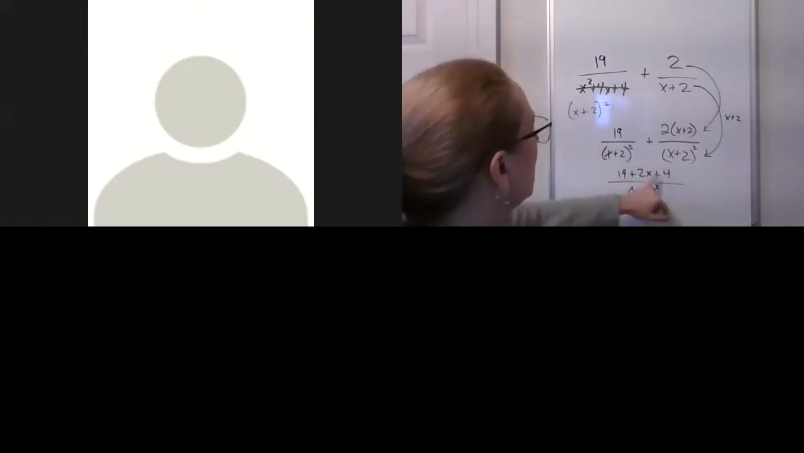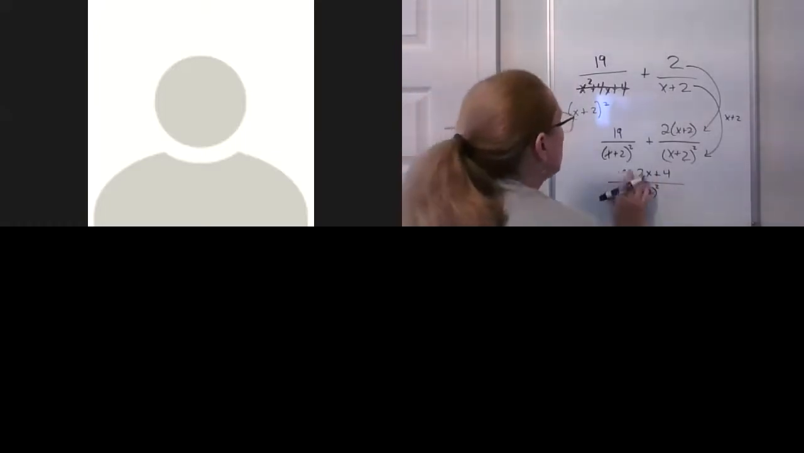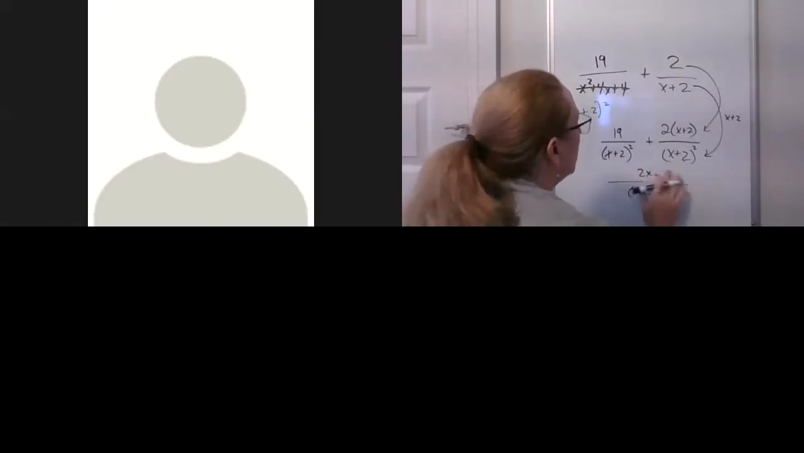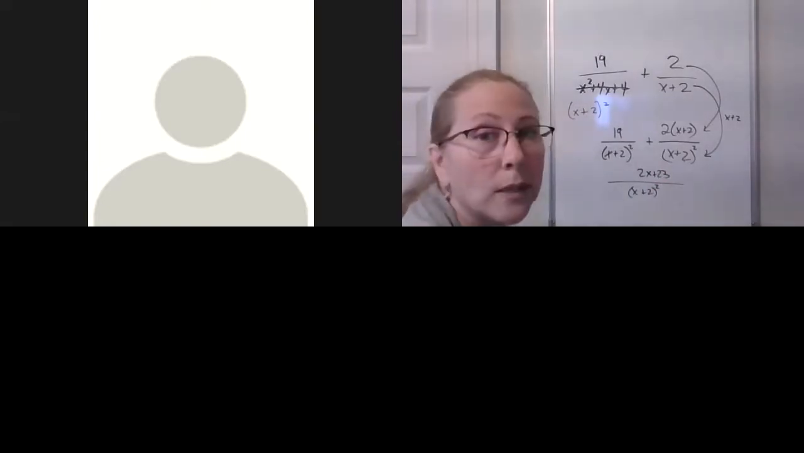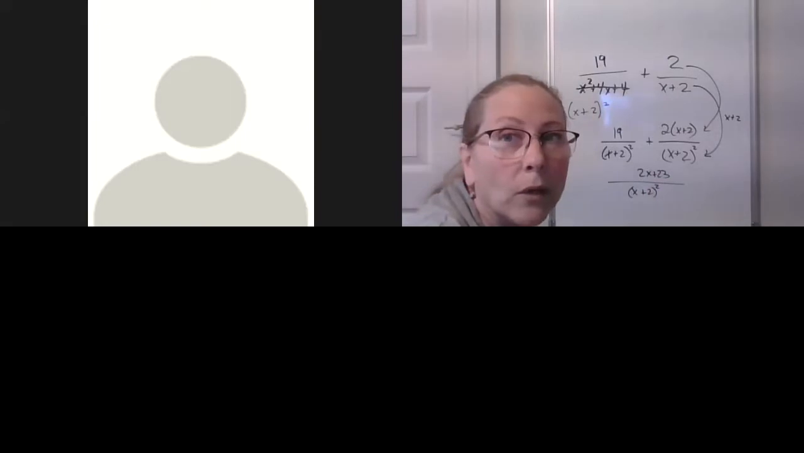We know that we have 19 and 4, which is 23. So I'll go and put that as plus 23. And there's nothing that can be reduced there. So 2x plus 23 over x plus 2 squared would be your answer.